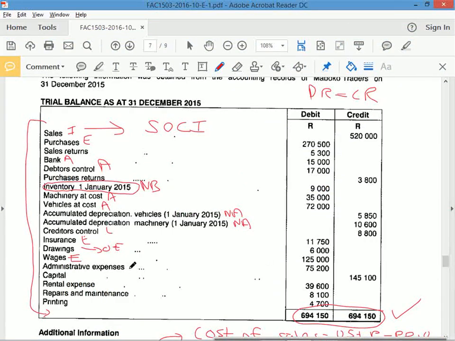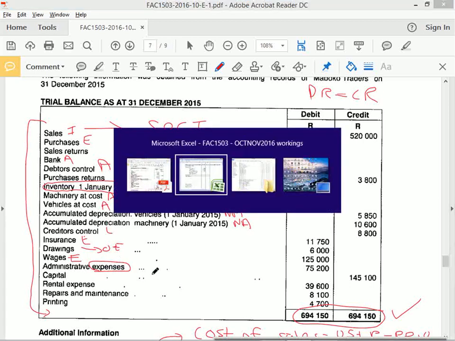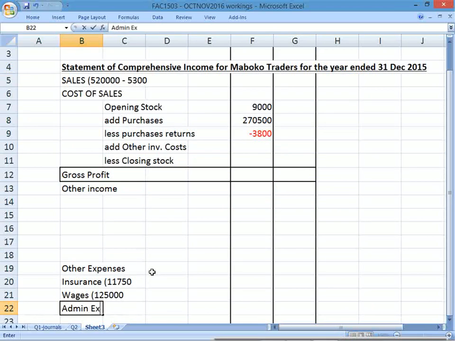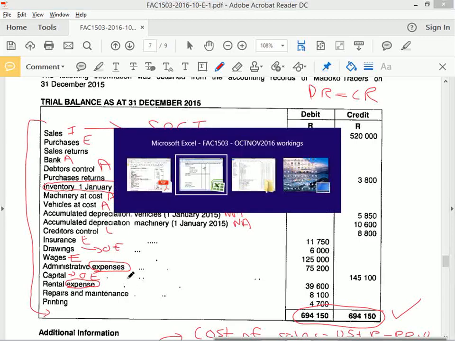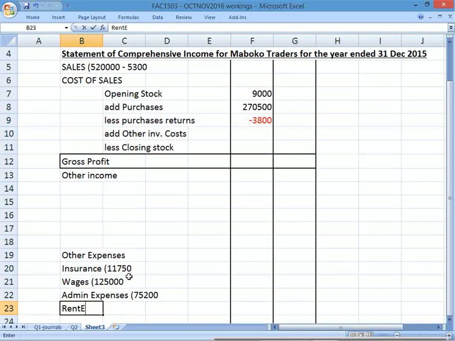Okay, admin expenses. Do I need it? There's the answer. It's an expense. 75,200. Capital, do I need it? No, capital is capital, so I don't need it. It's owner's equity. I don't need it for this question. Rent expense, there's the answer. Rent expense is an expense. Open brackets, 39,600.